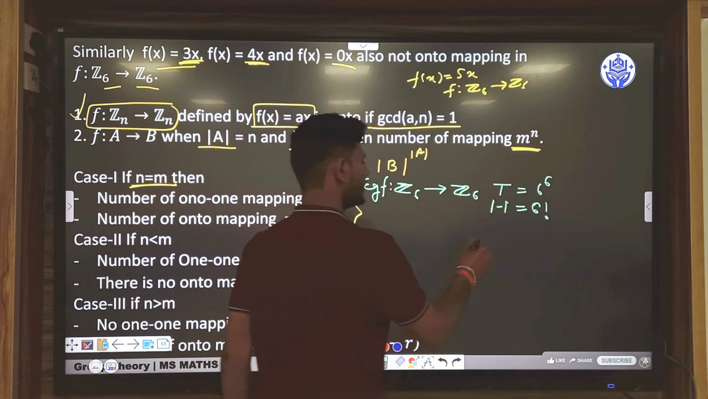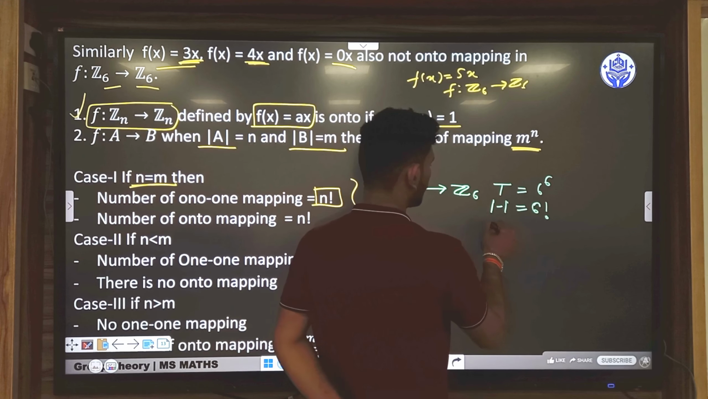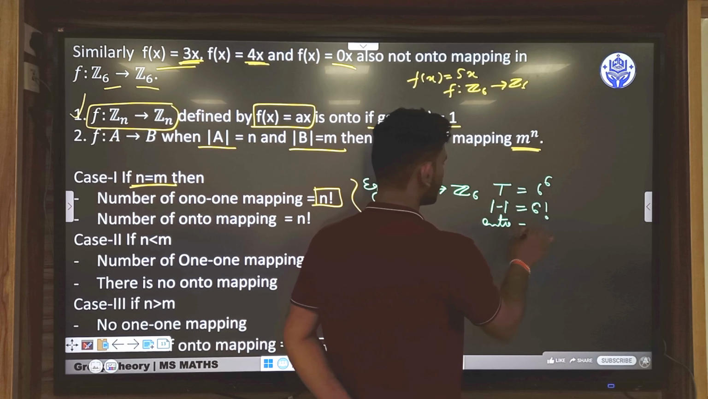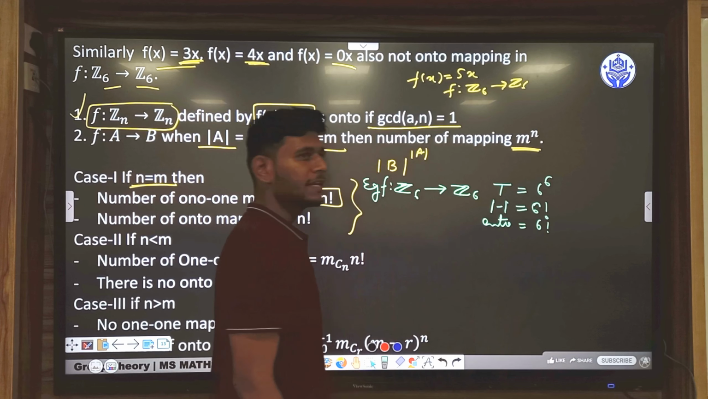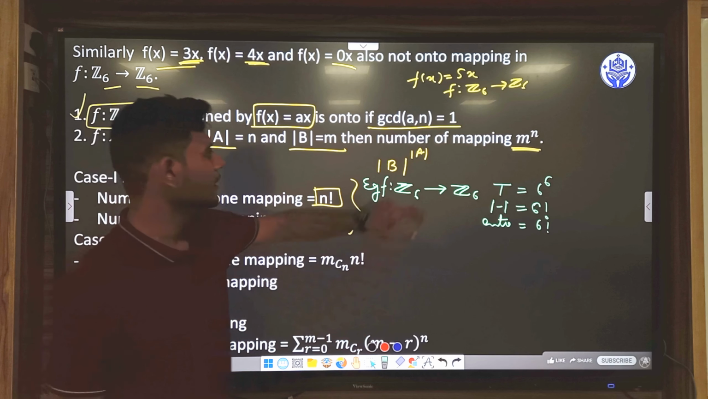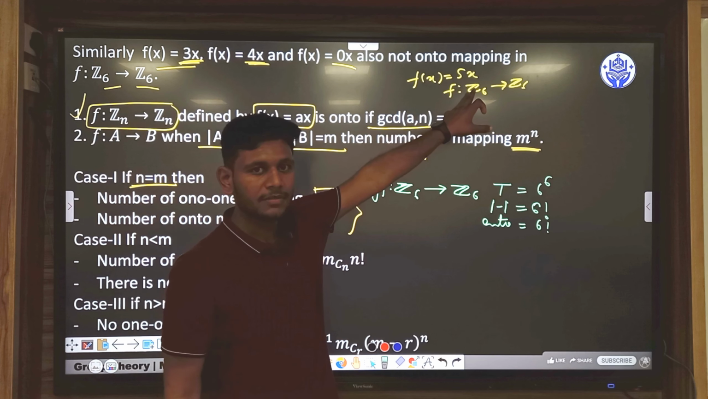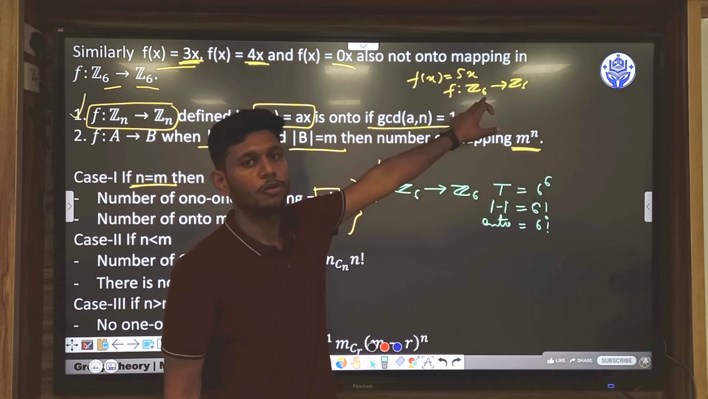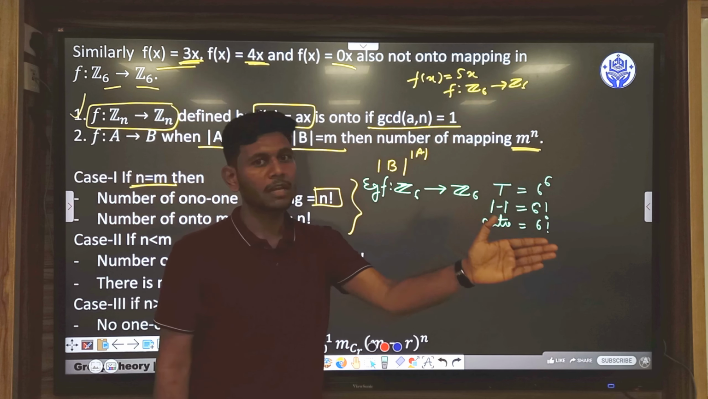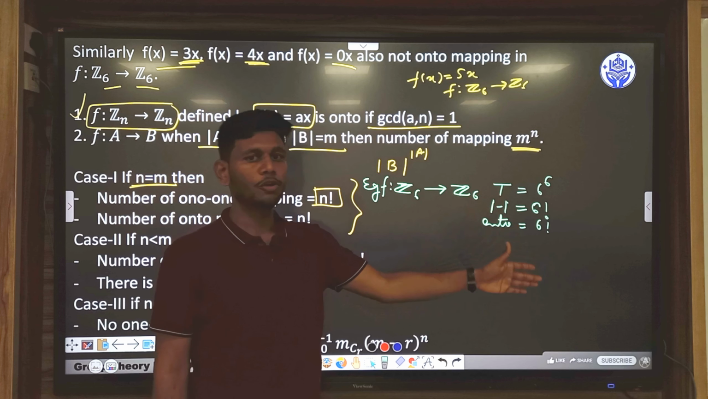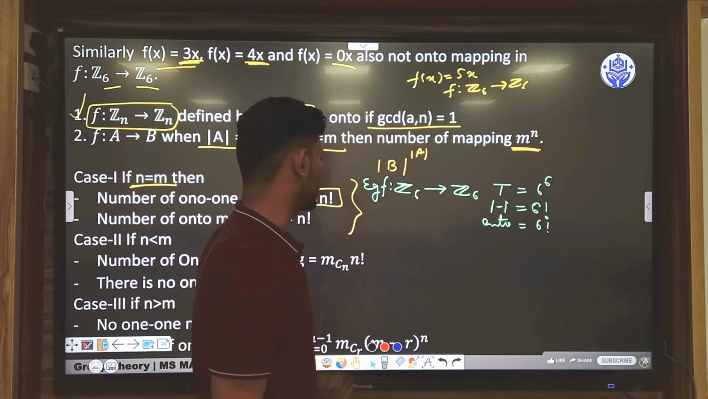If it is onto, the number of onto mappings is also going to be 6 factorial. Now you can see here, this is a function which is 1-1 and onto. So an equal number of 1-1 mappings and onto mappings are there. This is the basic concept.